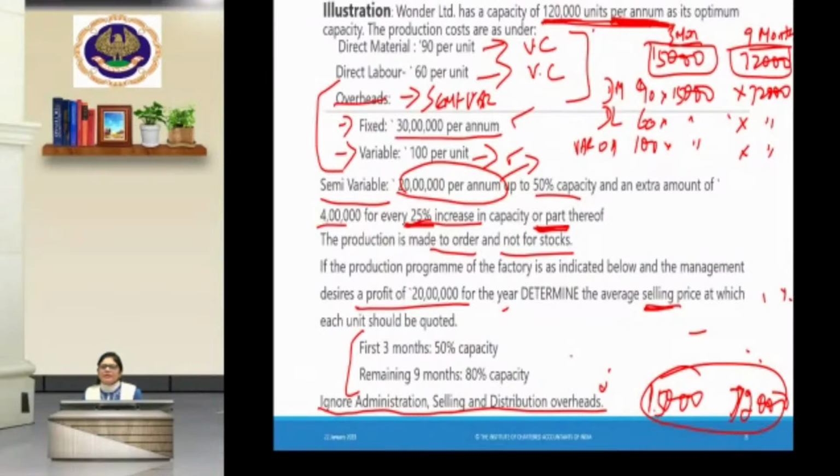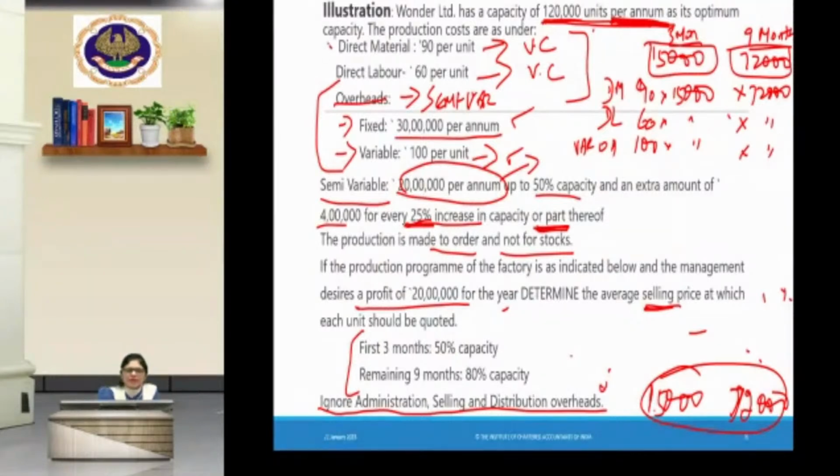Yes. So direct material, direct cost, keep on calculating the amount. 90 per unit into 15,000, 90 per unit into 72,000. For direct labor, 60 into 15,000, and it is 60 into 72,000. Variable overhead, it's given. First, we have taken this variable portion first. 100 into 15,000 and 100 into 72,000. I hope clear till here.